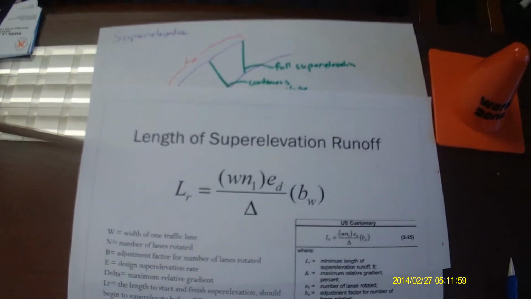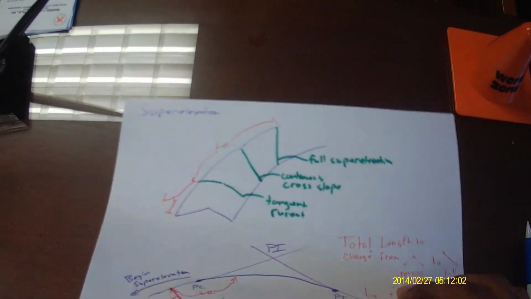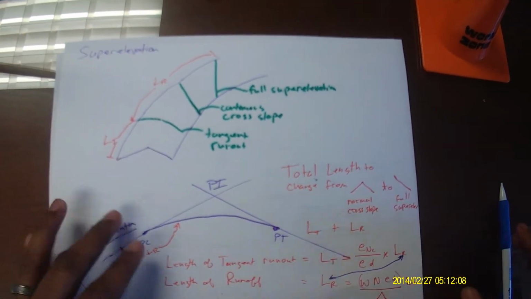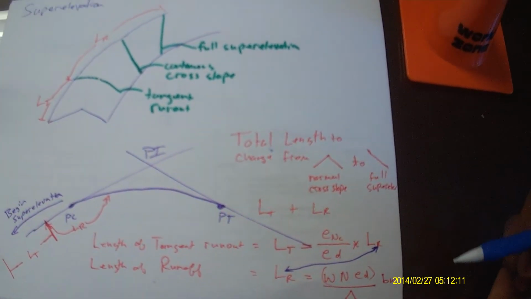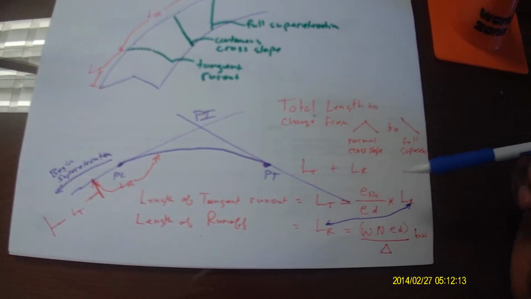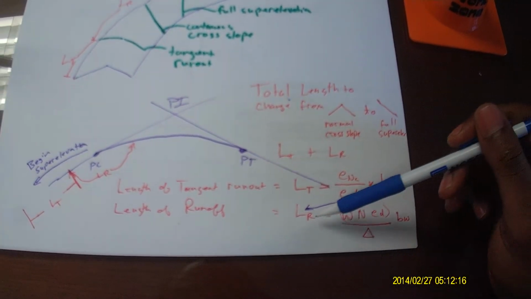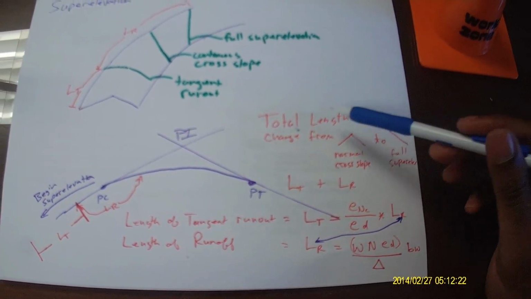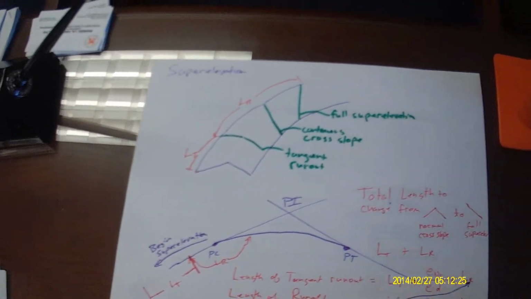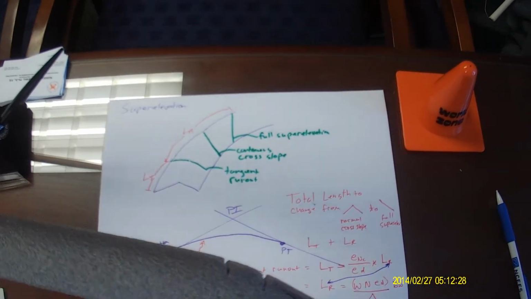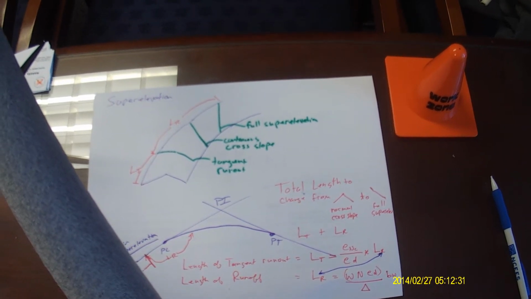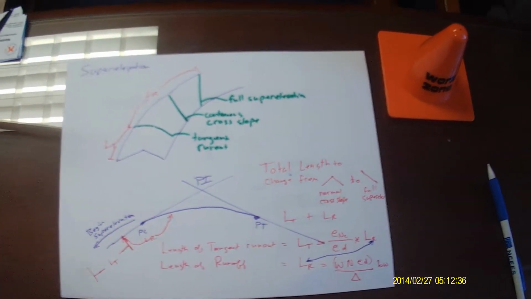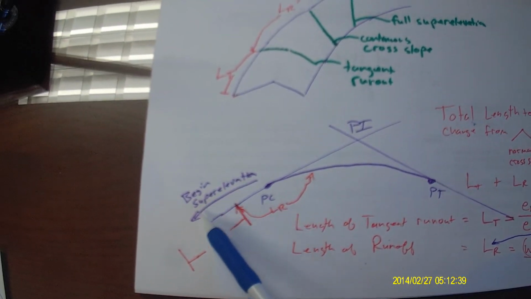All right, so that is the overall picture. And what we are going to do is work through an example to figure out what our L sub t is and our L sub r is, and then we're going to add those two things together to determine the total length to change from a normal cross slope to a fully super elevated road. Okay, and if we know that length, then we can determine the station at which we should begin to super elevate.